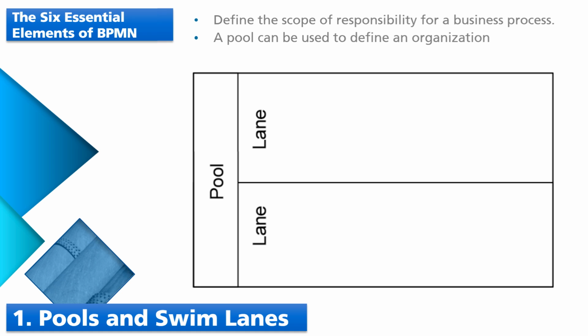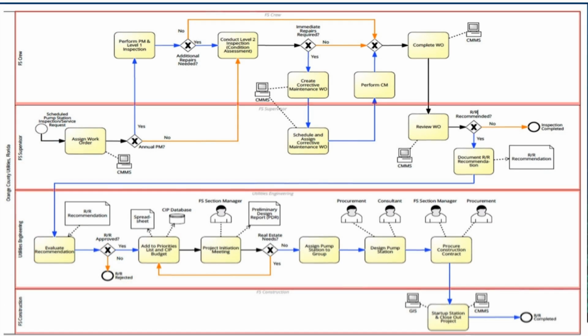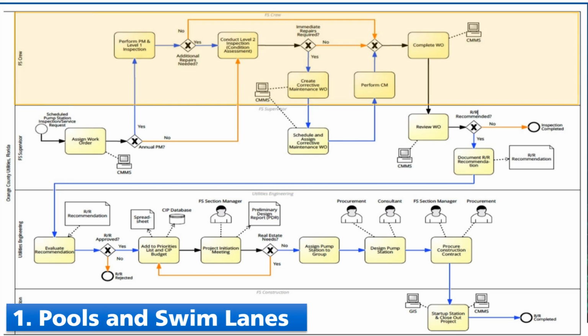A pool can be used to define an organization, for example water utility. Lanes can then further define the departmental units within pools, for example engineering, financial services, human resources, etc. In our example, the pool is Orange County Utilities, and the lanes include construction, engineering, a supervisor role, and crew.